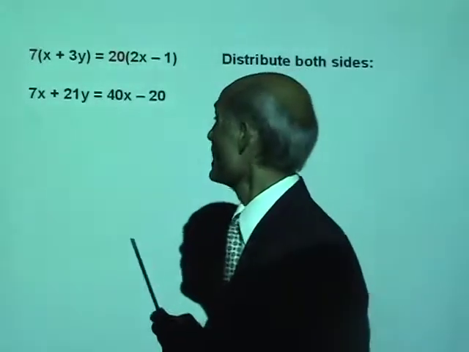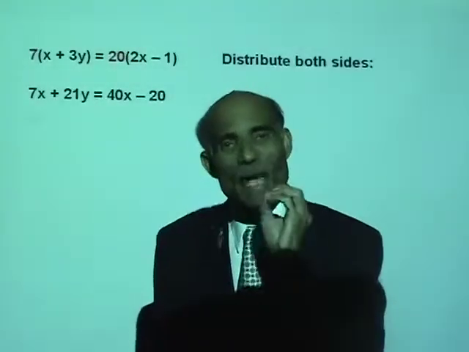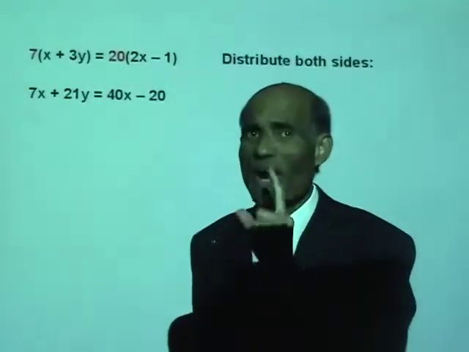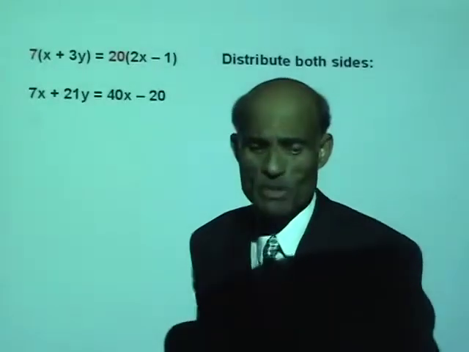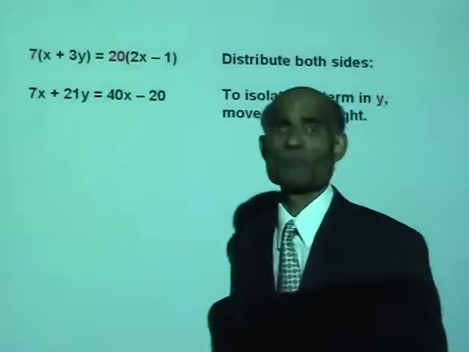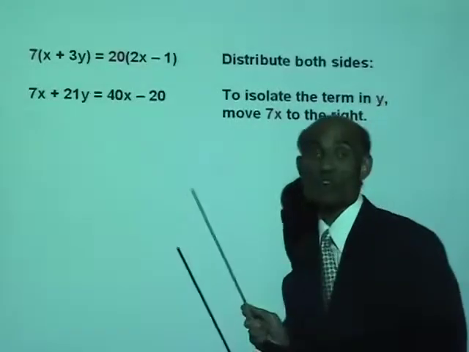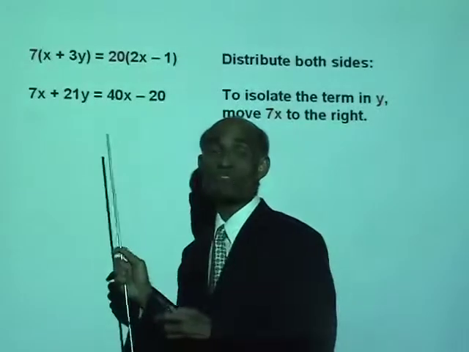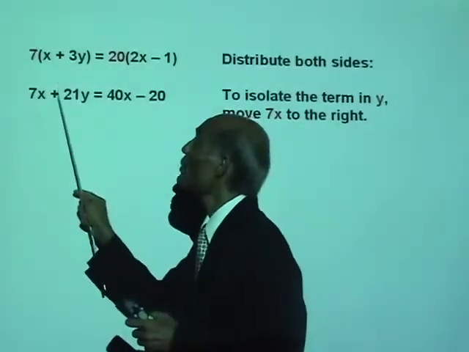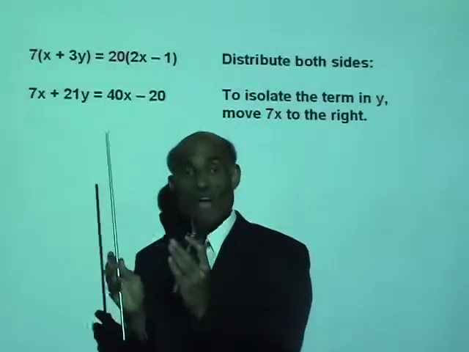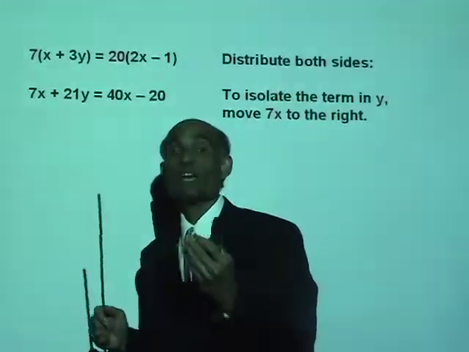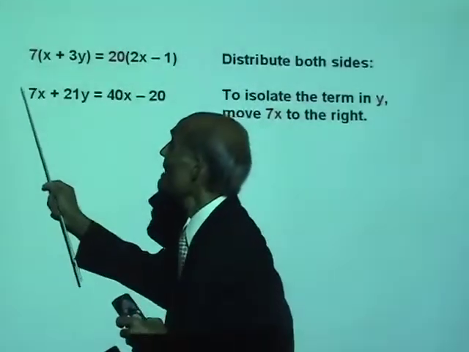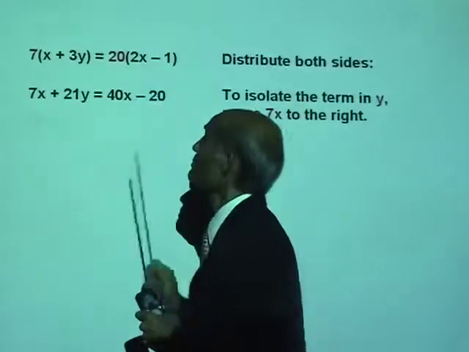Now tell me, what is our aim? Our aim is to solve for y, is that right? Yes, our aim is to solve for y. That means look at the term containing y. Which is the term containing y? 21y. Isolate that term. What does that mean? Any other term, move it to the right. So 7x, now move it to the right.